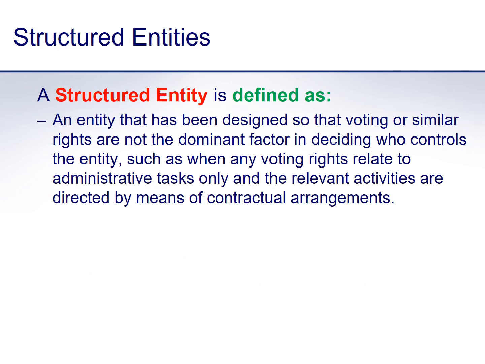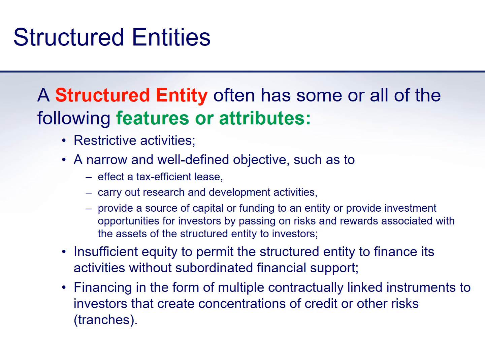Before we understand an unconsolidated structured entity, let's talk a little bit about what a structured entity is. IFRS 12 explains that some entities might be designed in such a way that voting or similar rights are not the dominant factor in deciding who controls the entity. So for example, any voting rights are token voting rights, but the decision making relating to the relevant activities is directed by means of contractual arrangements.